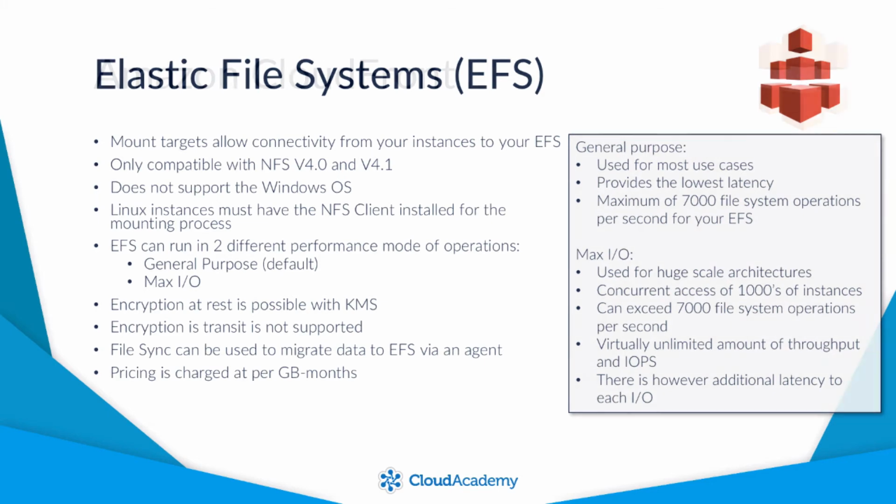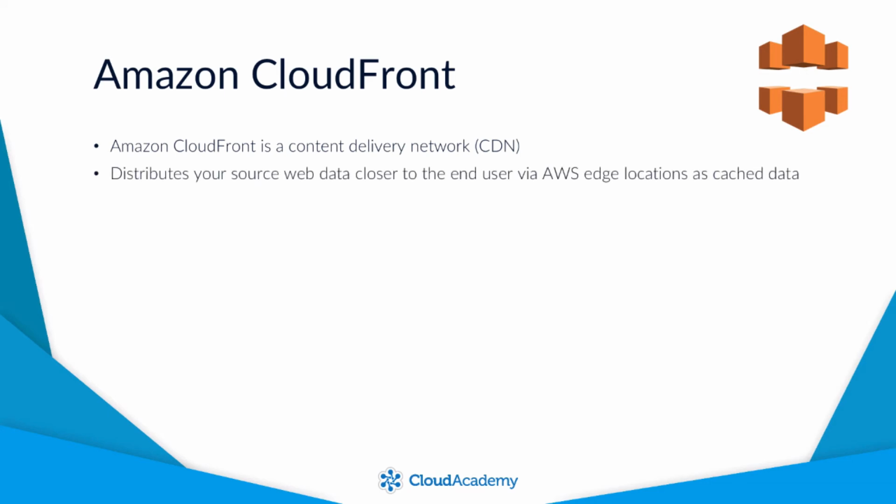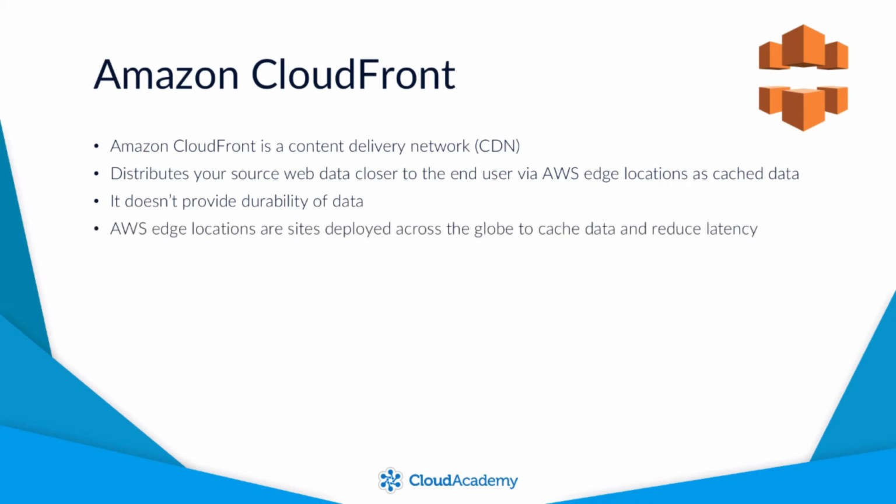Following EFS, I introduced Amazon CloudFront, which is a content delivery network service. In this lecture, I explain that Amazon CloudFront provides a means of distributing your source data of your web traffic closer to the end user requesting the content via AWS edge locations as cache data. As a result, it doesn't provide durability of your data. AWS edge locations are sites deployed in highly populated areas across the globe to cache data and reduce latency for end user access.